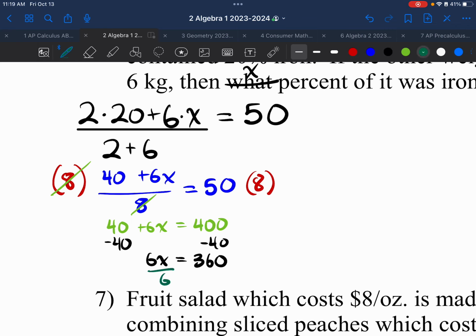Final step is to divide by 6, and I get x is equal to 60. How did I know that? 36 divided by 6 is 6. Adding on the 0 gives you 60. Okay, we have our answer.